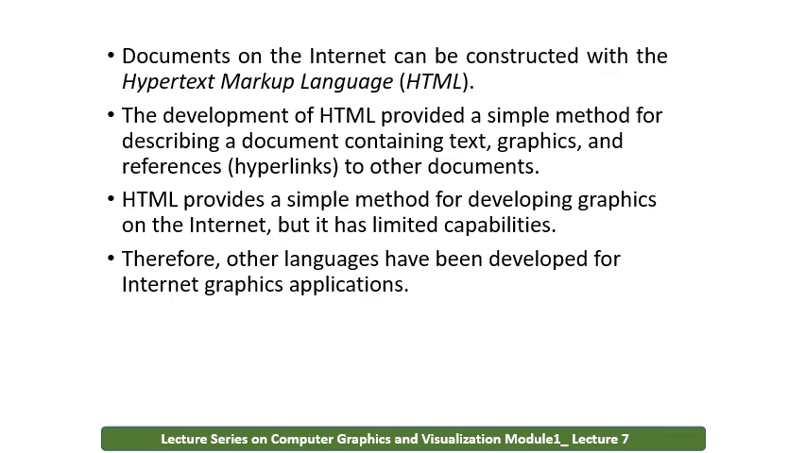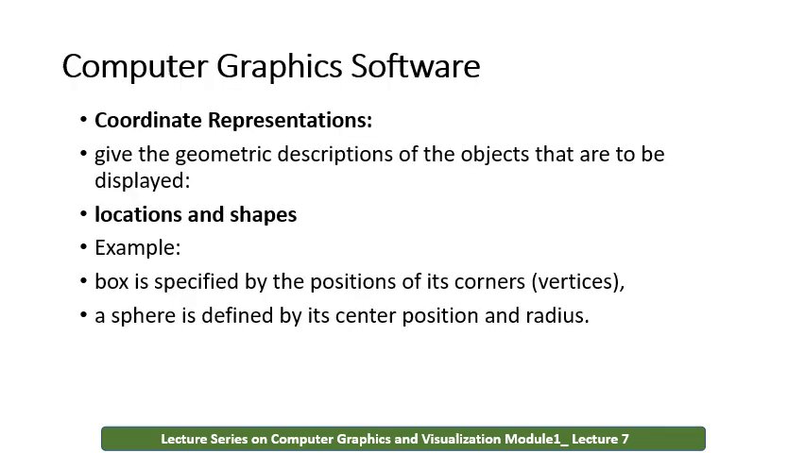Documents on the internet can be constructed by using HTML, that is, hypertext markup language. The development of HTML has provided a simple method of describing a document containing text, graphics, and even hyperlinks to other documents. HTML provides a method for developing graphics on the internet, but it has some limited capabilities, so other languages have been developed for internet graphics applications.